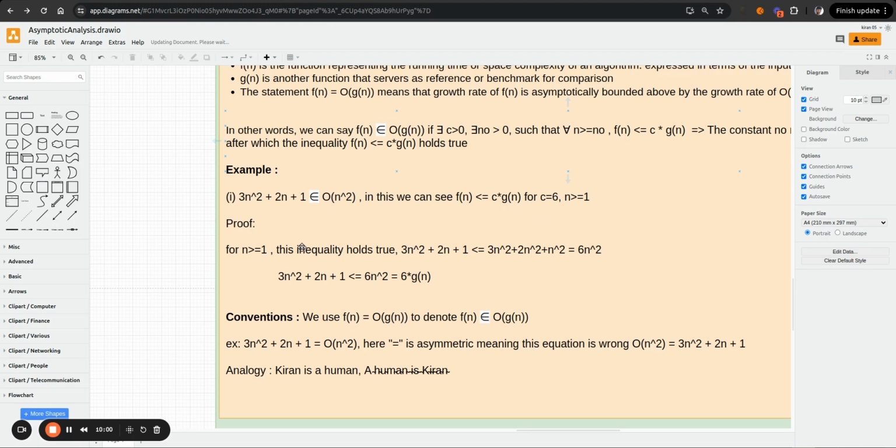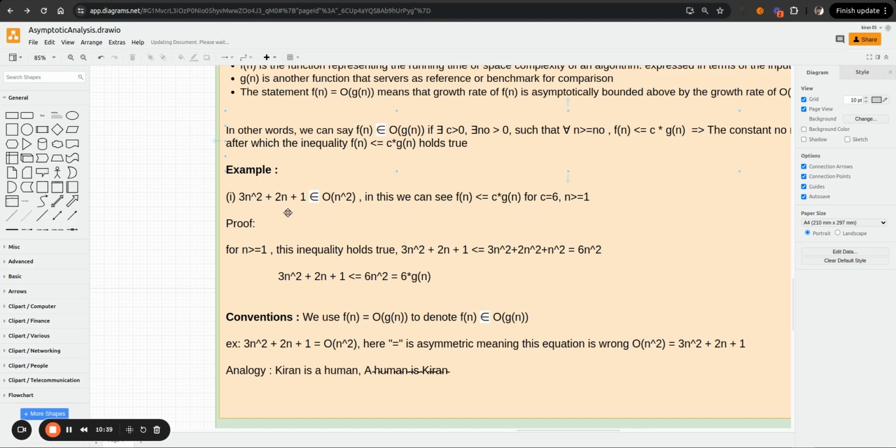So here is the proof for it. If we take all n greater than or equal to 1, we can say that 3n square plus 2n plus 1 will always be less than 3n square plus 2n square, taking 2n as 2n square, and 1 as n square. So this will always be less than or equal to 6n square. Since n square is nothing but g of n, we can say that f of n is always less than or equal to 6 into g of n. So for c equal to 6 and n greater than or equal to 1, we can say that this inequality holds true.